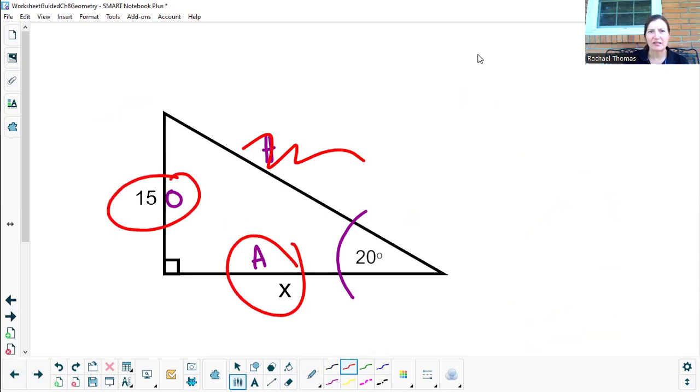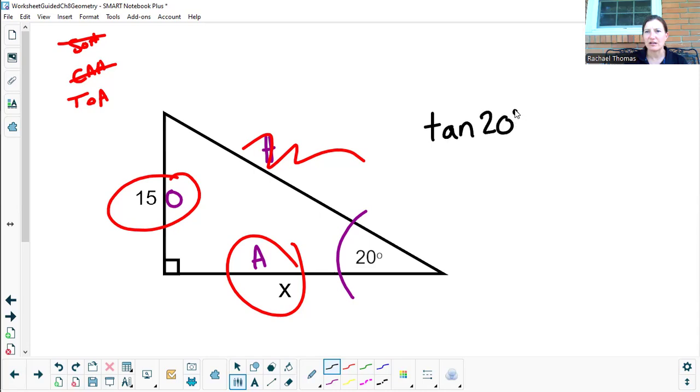15 and x are O and A. O and A. Nope. O and A. Nope. Tangent. TOA. So tangent is my function that I care about here. Tangent of 20 degrees. Type that in my calculator. That is 0.364. And the fraction here is going to be O over A, 15 over x.